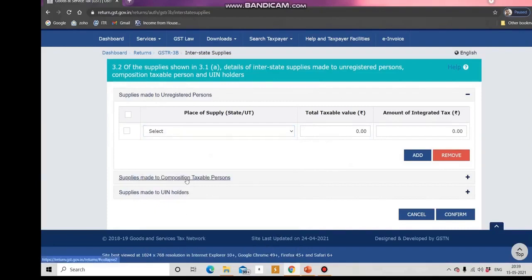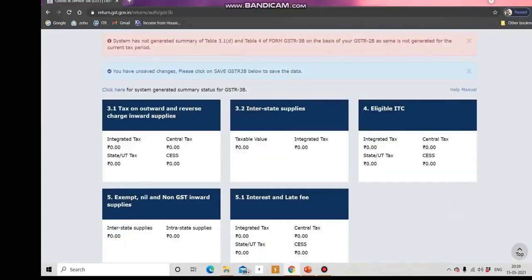Second is supplies made to composition taxable persons. These supplies are to those persons who have opted for composition scheme. As a composition dealer, they cannot collect GST from the customer. They have to just pay at a flat rate to the government. Now the third type is eligible ITC.